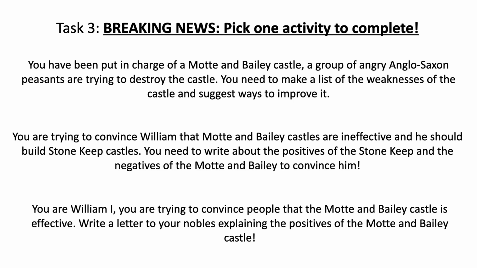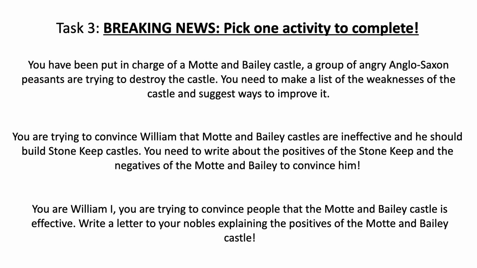Number 2, you are trying to convince William that Motte and Bailey castles are ineffective and he should build stone keep castles. You need to write about the positives of the stone keep and the negatives of the Motte and Bailey to convince him. Number 3, you are William I, and if you don't know, Year 7, William I is William, Duke of Normandy. You are trying to convince people that the Motte and Bailey castle is effective. Write a letter to your nobles explaining the positives of the Motte and Bailey castle.